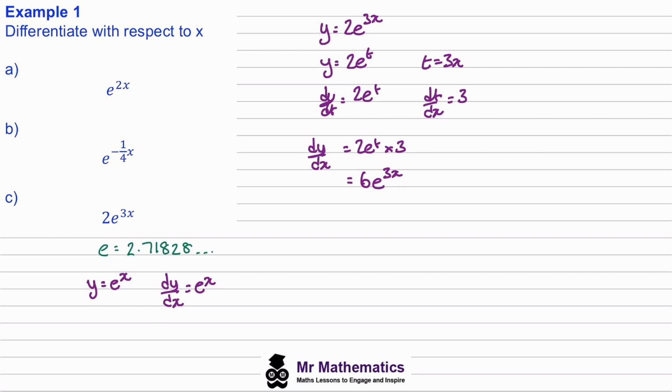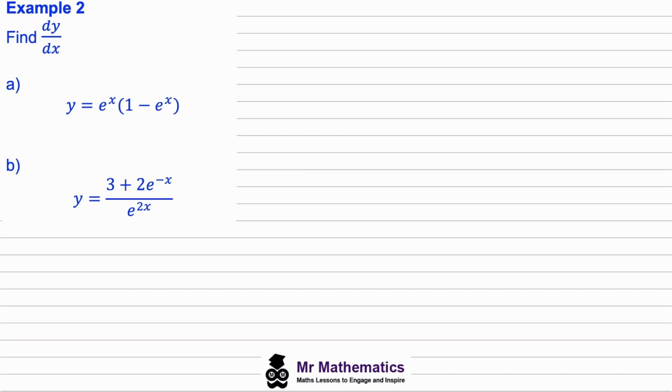Let's try some more questions. Okay, so for example 2, we've been given this equation for y, and we've been asked to work out dy by dx. So the first thing we're going to do is expand this bracket. We can apply the power rule here, so we get e to the 2x. So for dy by dx, this would just be the same, and then we need to apply the chain rule to differentiate e to the 2x.